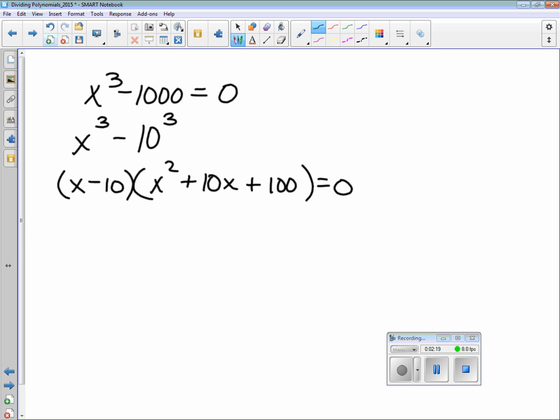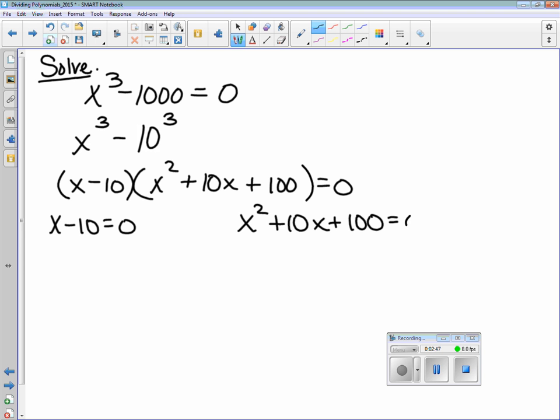And we're going to set that equal to 0 because that's what the problem said. If the directions said to factor, I'm finished. The directions don't say factor, they actually say to solve. So in order to solve this, what do I need to do? Take each of the factors and do what with them? Set them equal to 0. So I'm going to say x minus 10 equals 0. And over here, I'm going to say x squared plus 10x plus 100 equals 0.